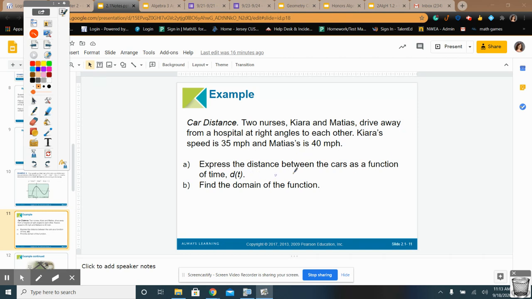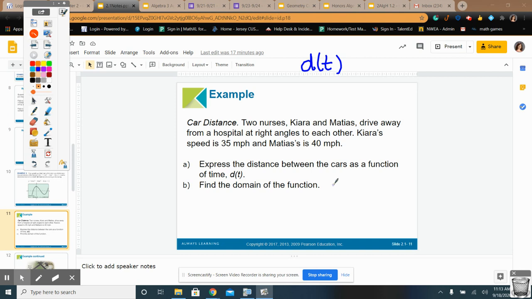Well, that's going to depend on how long they've been driving. So they want us to write an equation for d of t, and they also want us to find the domain of t. The domain of the function is what you plug in for x, or in this case, t. So you can do the domain right now.